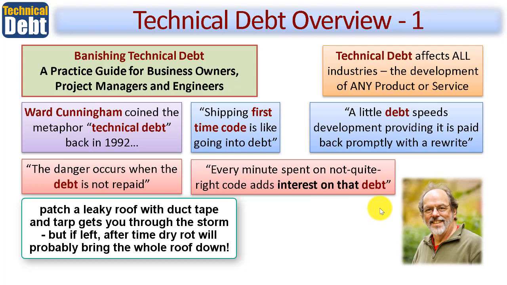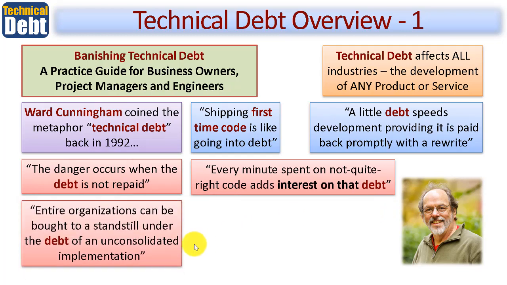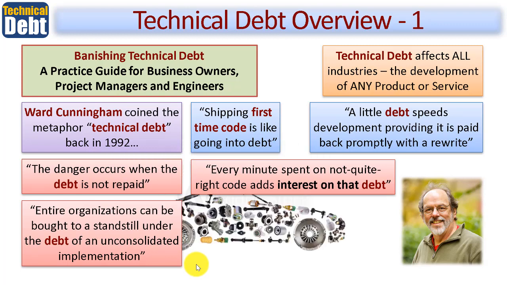Can you imagine a mechanical part that either used cheaper materials because it could be obtained quickly, or went into production even though the mechanics hadn't been refined properly? That will be a debt that needs to be repaid. And what we mean there, of course, is improving the mechanical design in that particular example. Entire organisations can be brought to a standstill under the debt of an unconsolidated implementation.